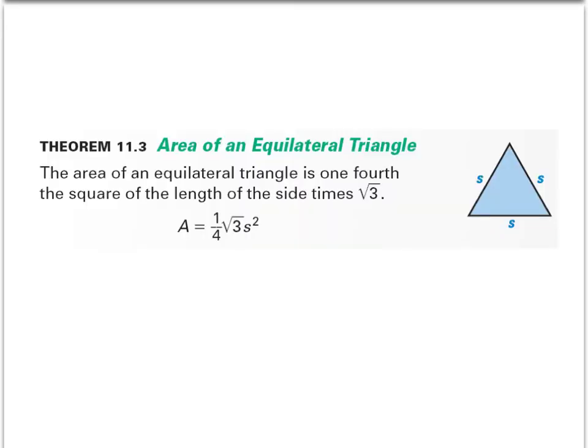To find the area of an equilateral triangle, we have to use the formula listed below. The area of an equilateral triangle is 1/4 the square of the length of the side times the square root of 3. So let's figure out where this formula comes from.